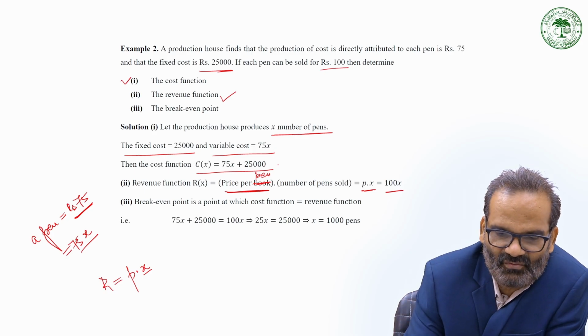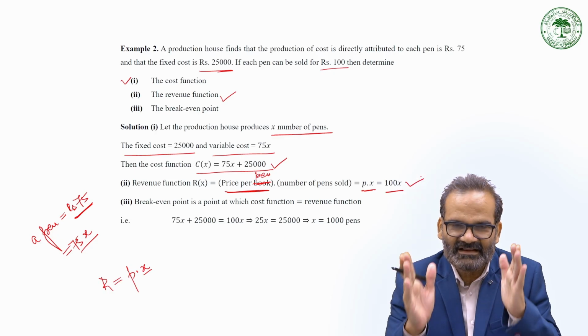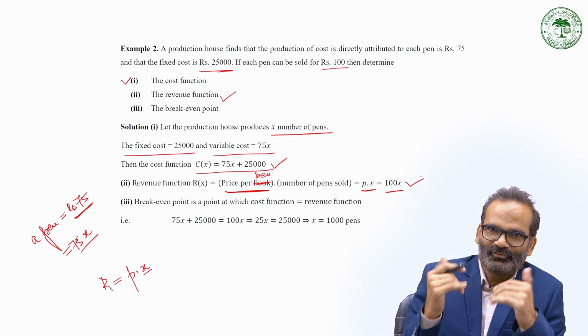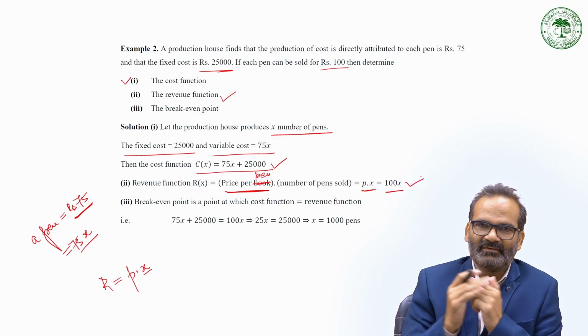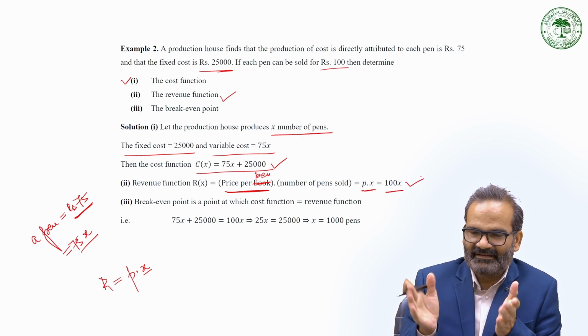So this is your cost function, this is your revenue function, right? This example also shows how you can write down the total cost function as well as the total revenue function from the given data.